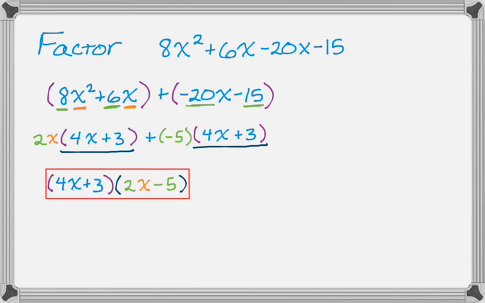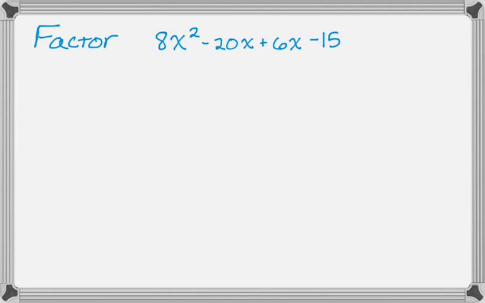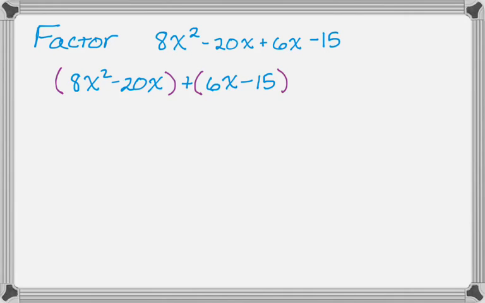What I want to show you here is, I'm going to do this again, but I'll flip the two middle terms. So in the next problem, it's the exact same problem, except the 6x and the minus 20x are switched. So this is kind of a new problem, but really the same problem. I'm going to get the same answer, and that's what I want to show you. So again, we group it. So 8x squared minus 20x this time, and plus the quantity 6x minus 15. Those quantities switched, but let's see what happens.